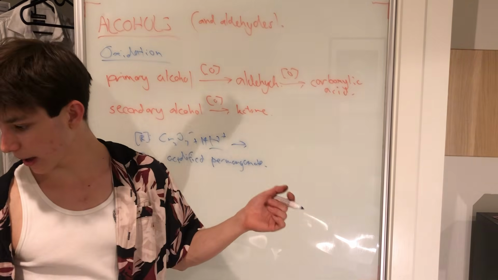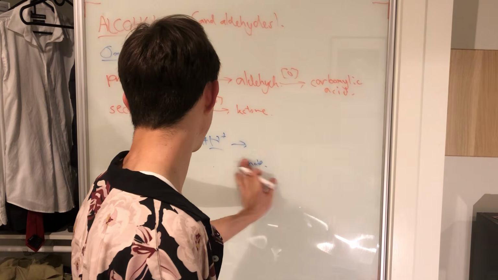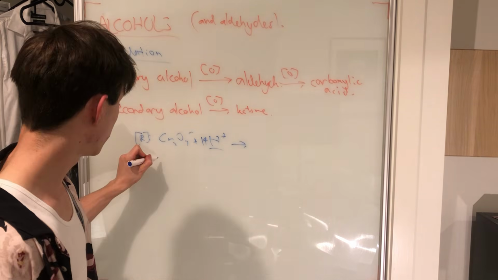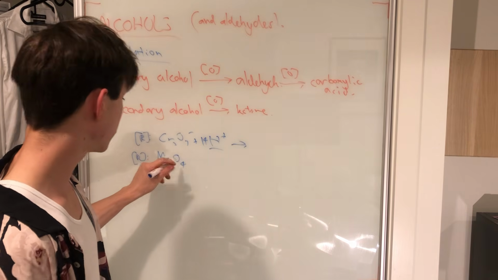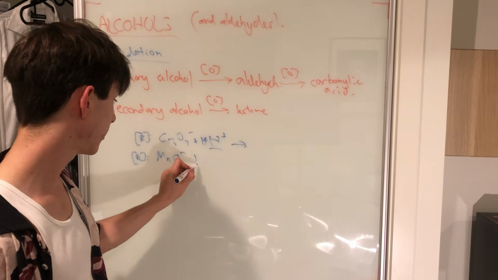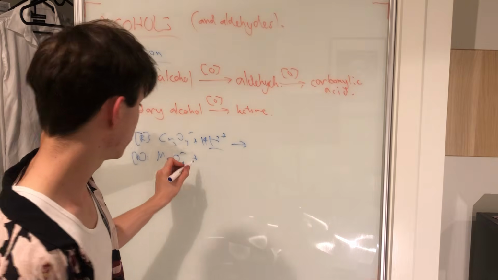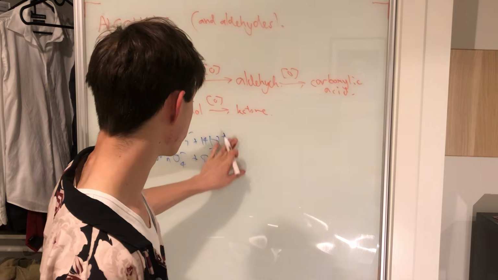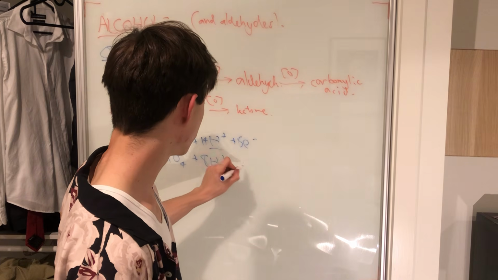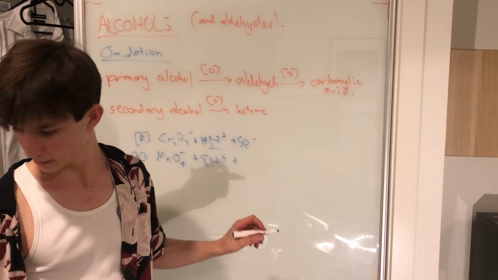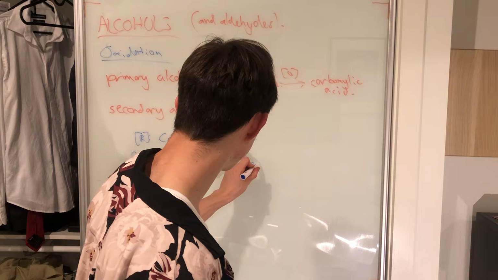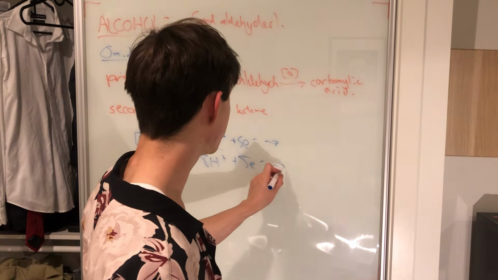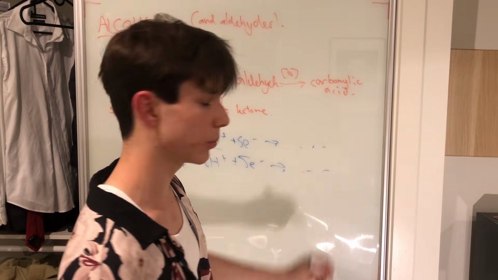Same thing for potassium permanganate or permanganate ions. So MnO4, that's permanganate minus, and you need 8H plus. Oh, and I forgot the electrons. So remember, reduction is gain. And then, you can find the rest of the equation in your data book.